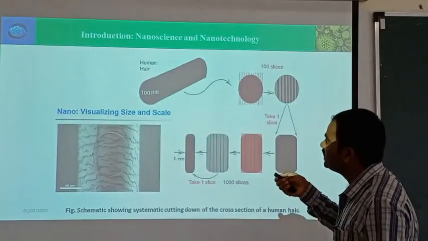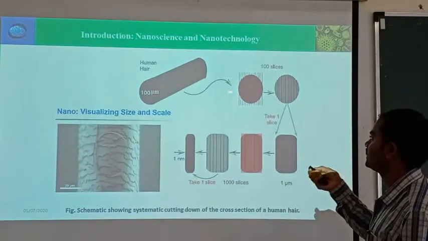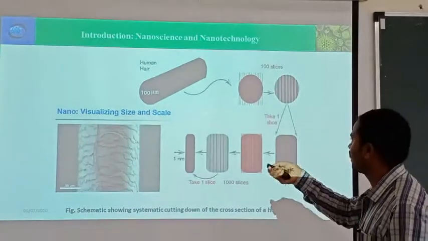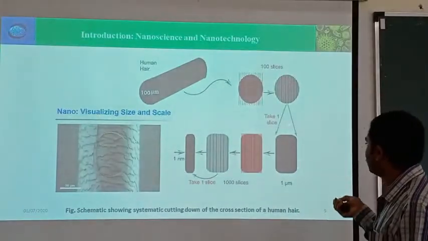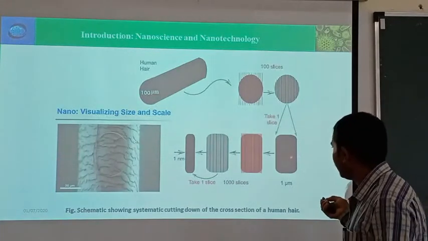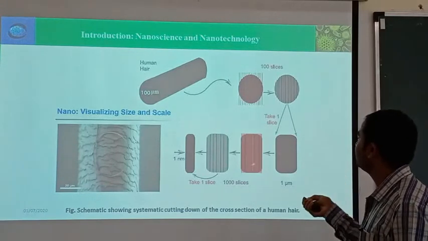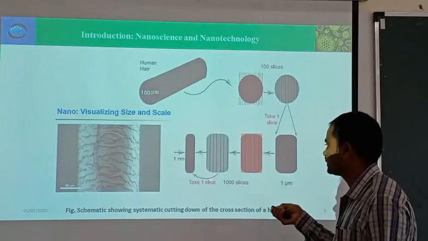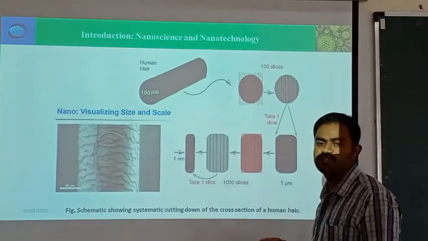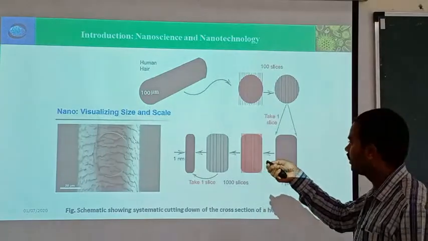Now you can cut this hair into different slices. So these are 100 slices of that human hair. Now consider only one slice out of the 100. Then the dimension is only 1 micron in diameter. Then again you take these slices, 100 slices, 1000 slices. Again take one single slice. This single slice has the dimension D equal to 1 nanometer. So we have started with 100 micron, up to 1 nanometer.